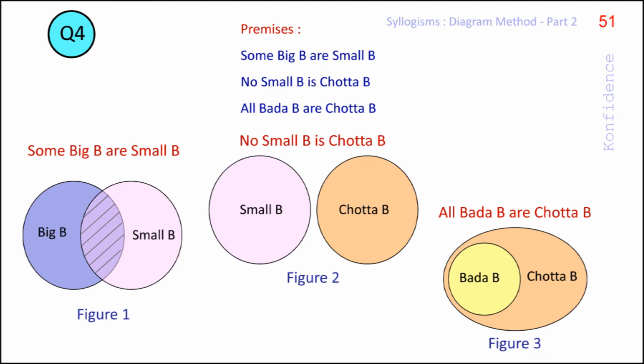Now let us combine the diagrams and check the validity of the given conclusions. All the conclusions given are between big B and bada B. In the diagrams, big B is given in blue color and bada B in yellow. In order to get a relationship between big B and bada B, we need to combine all the figures, figures 1, 2 and 3 simultaneously.